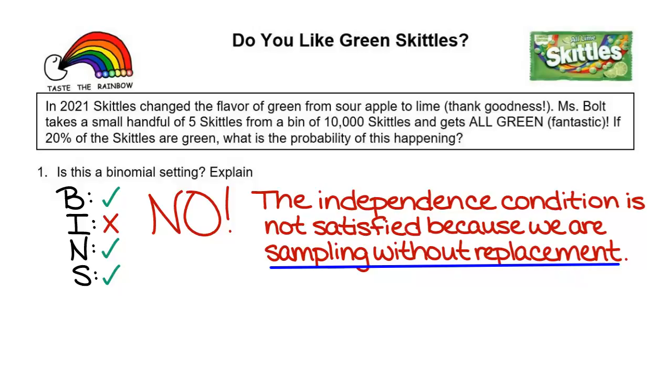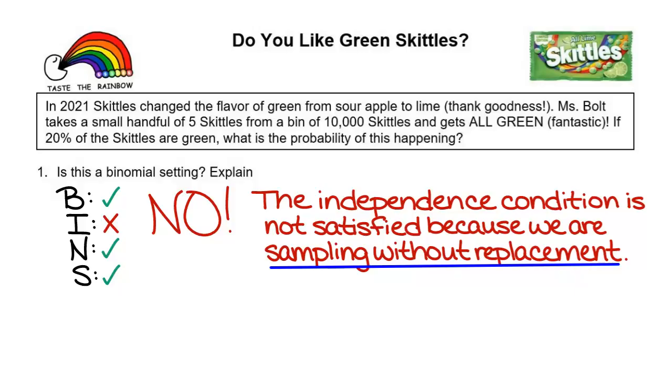All right, I'm going to give everybody a second to get this explanation written down for number 1. And then I want you to look at number 2. Find the probability of getting 5 green Skittles if this is not a binomial setting, which we already established. So think: what is the probability that the first one is green, and the second one is green, and the third? What operation are we going to do? Multiplication.